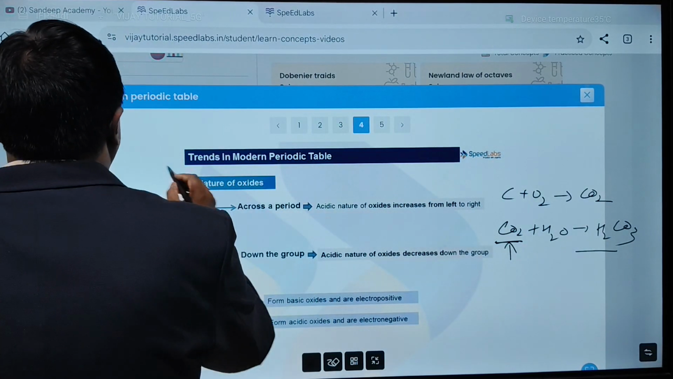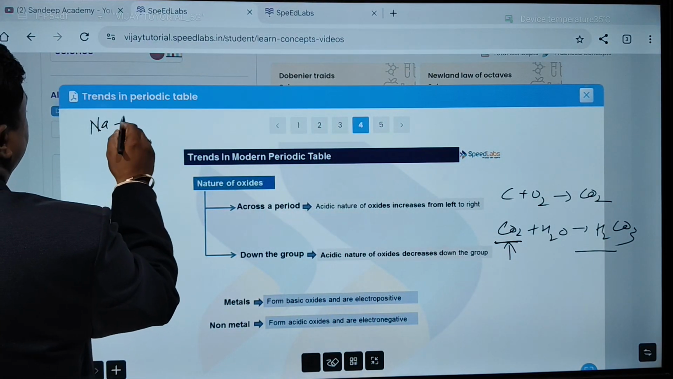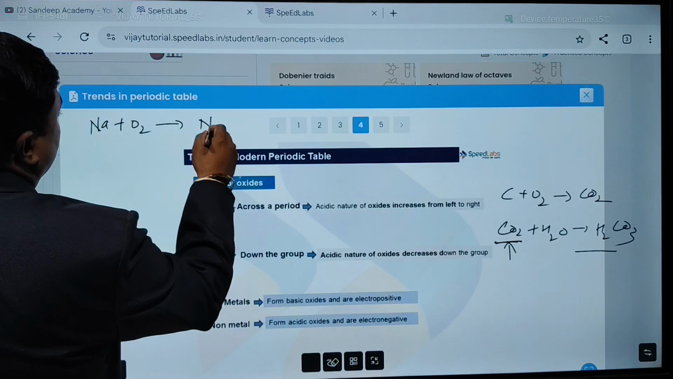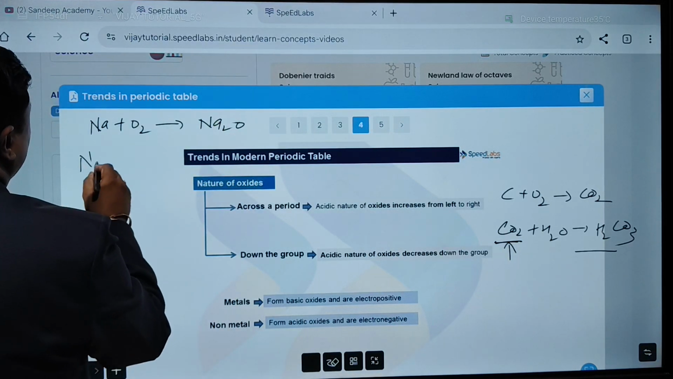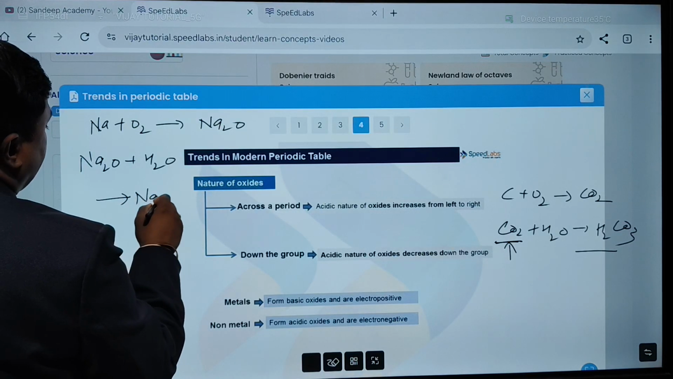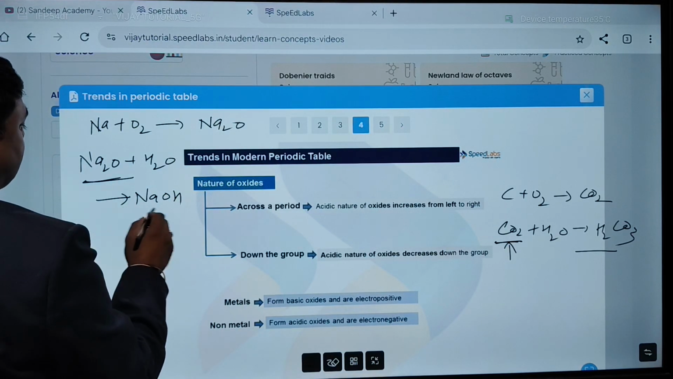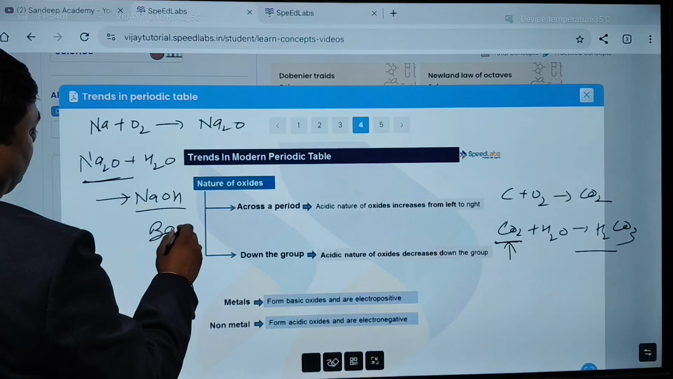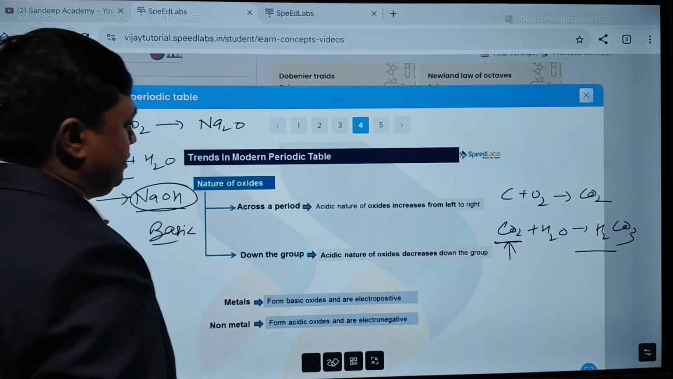Now if you talk about sodium, a metal, sodium reacts with oxygen and gives you sodium oxide. And this sodium oxide reacts with water and gives you sodium hydroxide, NaOH. That's why metallic oxides are basic in nature, because they give a base.